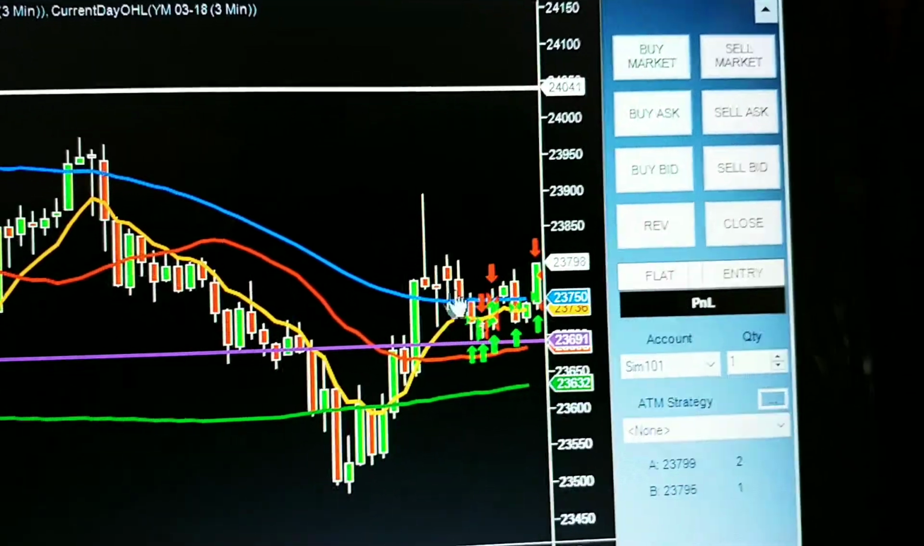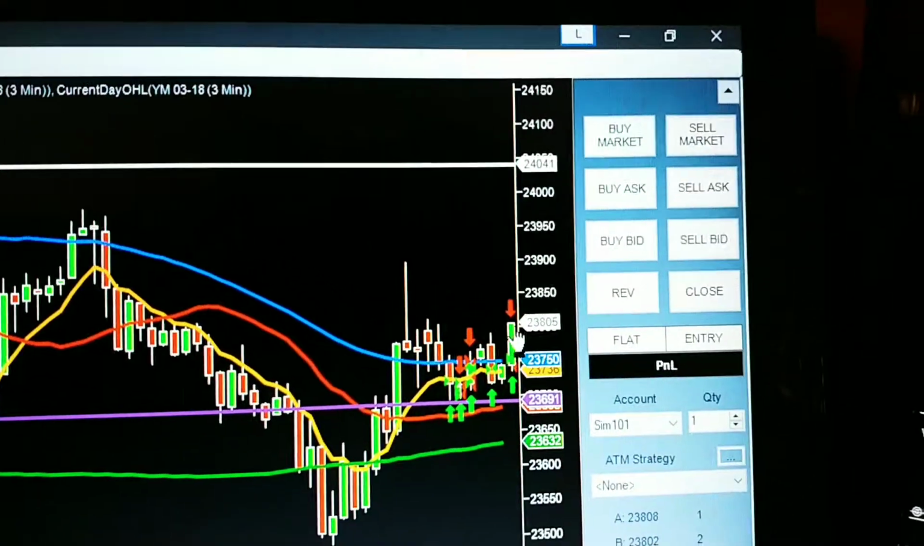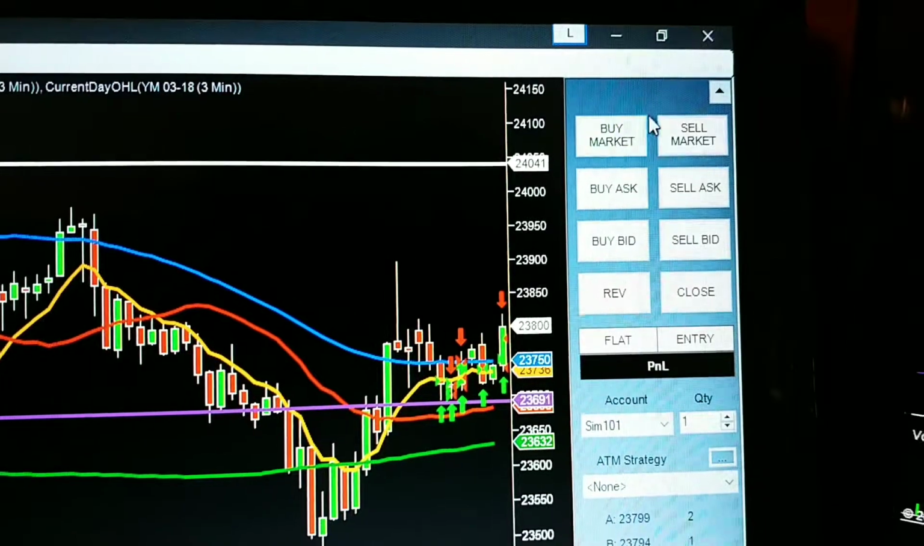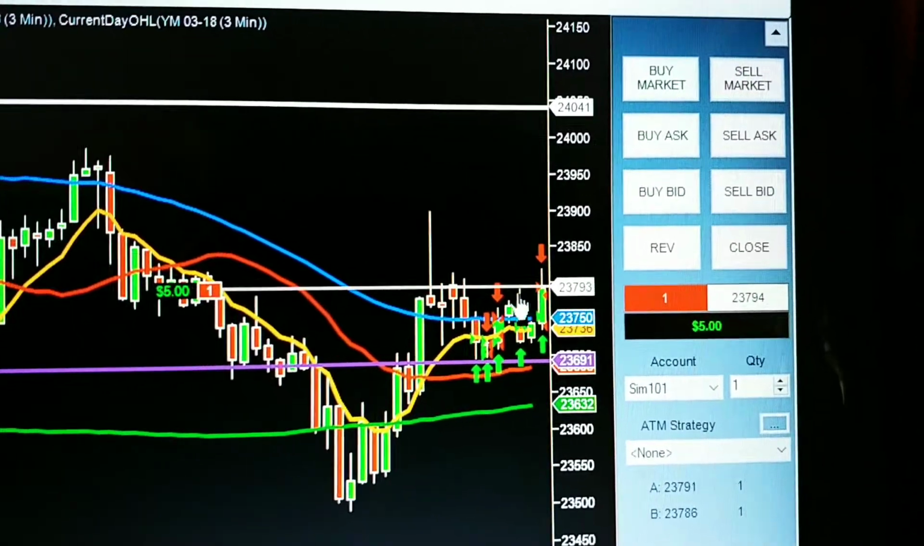$165, and it's still pushing up. So I could have made more. Now I can turn around and sell it if I think it's gonna drop. Okay, so I'm selling it now. Now I want it to go back down.